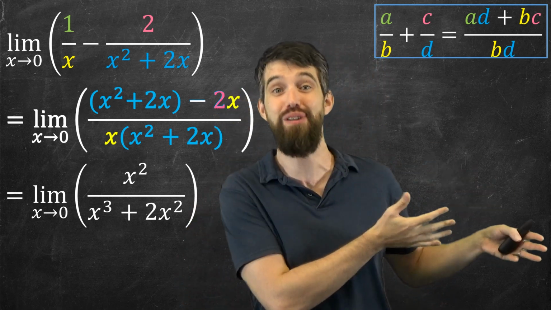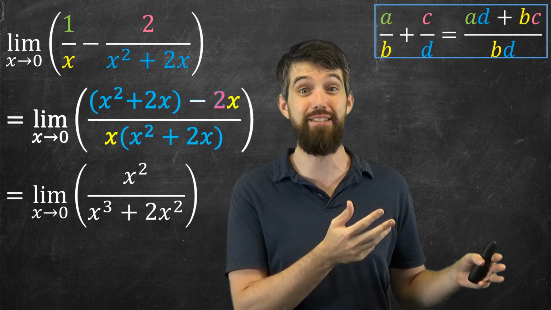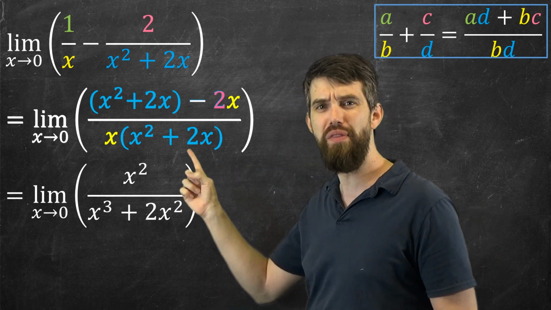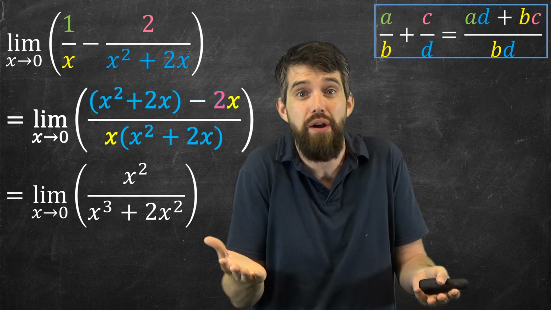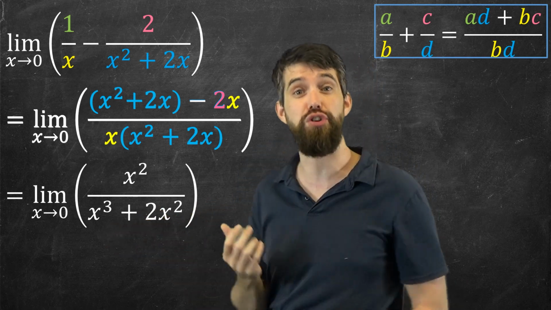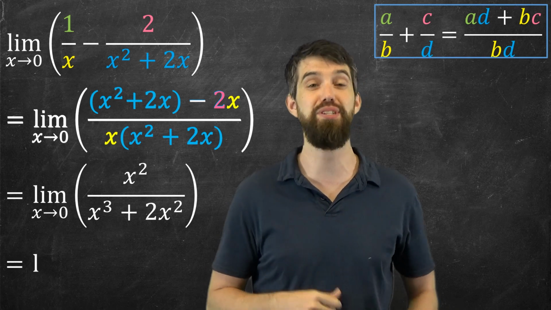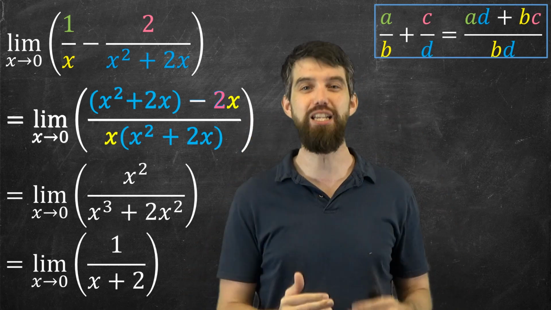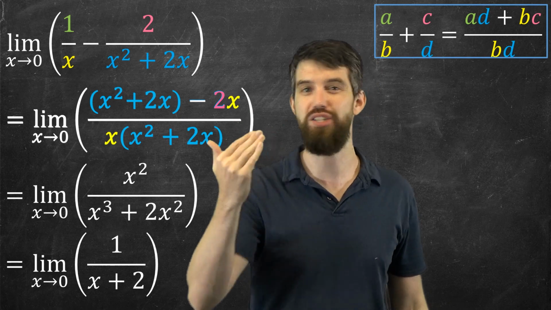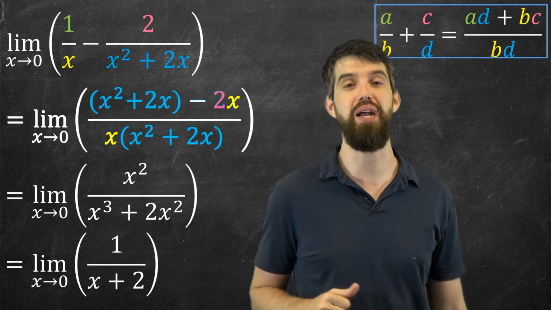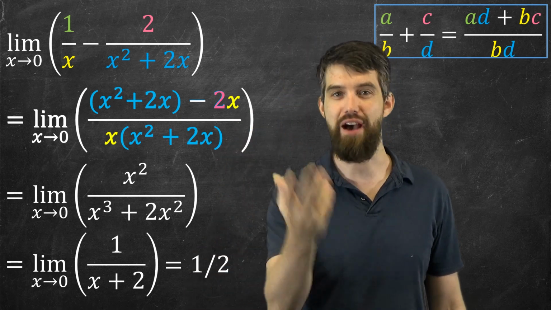I have to go back to my first algebraic trick of factoring. So let's factor out, well, it's x squared on the top, so how about we factor out an x squared? Certainly there's an x squared in all of the terms on the denominator, x squared or higher. So if I factor out the x squared, I'm just going to get a 1 on the top and an x plus 2 on the bottom. Now it's not 0 divided by 0, so now I can plug it in, and I just get the value of a half.